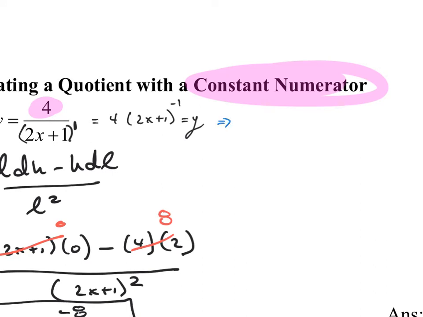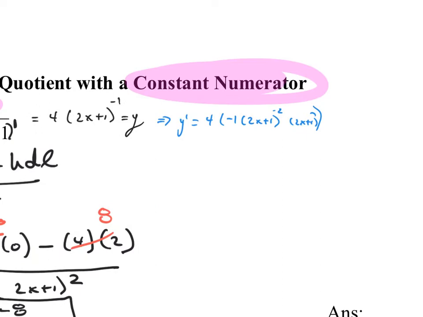Keep that constant multiple if we want to find y prime. Keep that 4, drop the power. That'd be negative 1 times 2x plus 1. The power minus 1 would be negative 2. And then we have to multiply times the derivative of the inside. Well, remember the derivative of the inside here, the derivative of 2x plus 1, is simply the number 2.